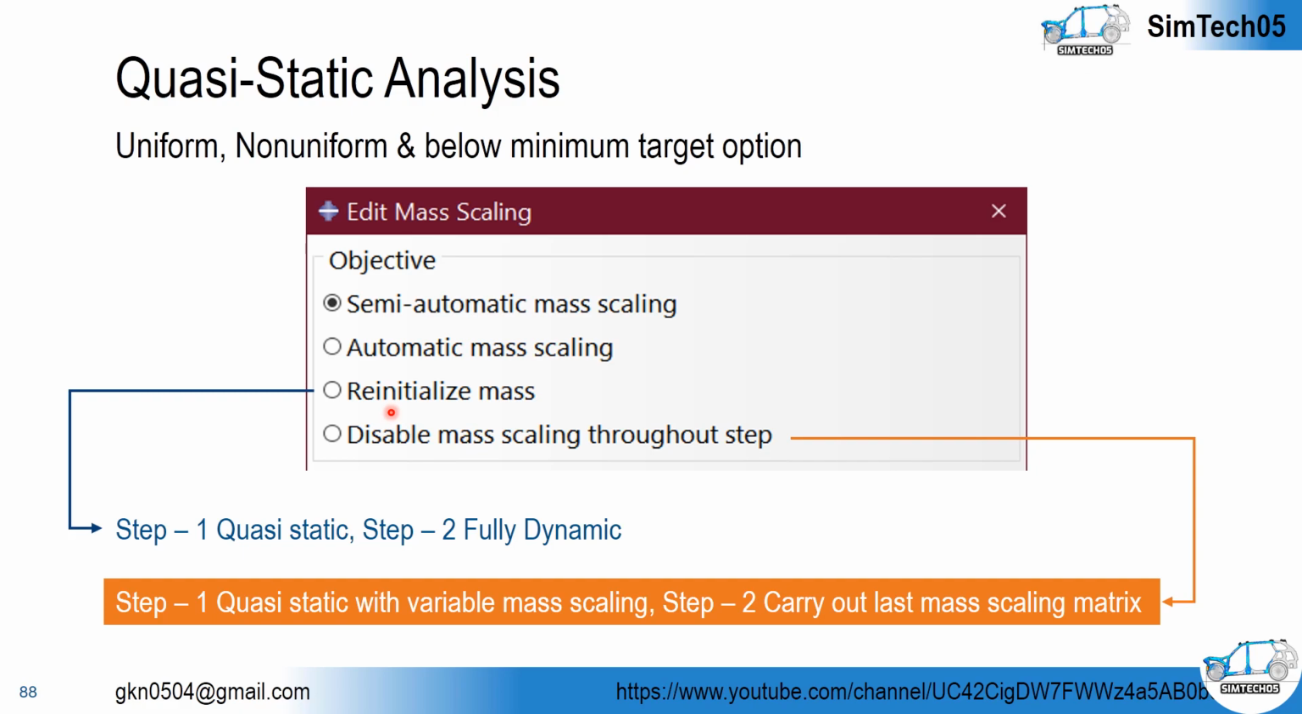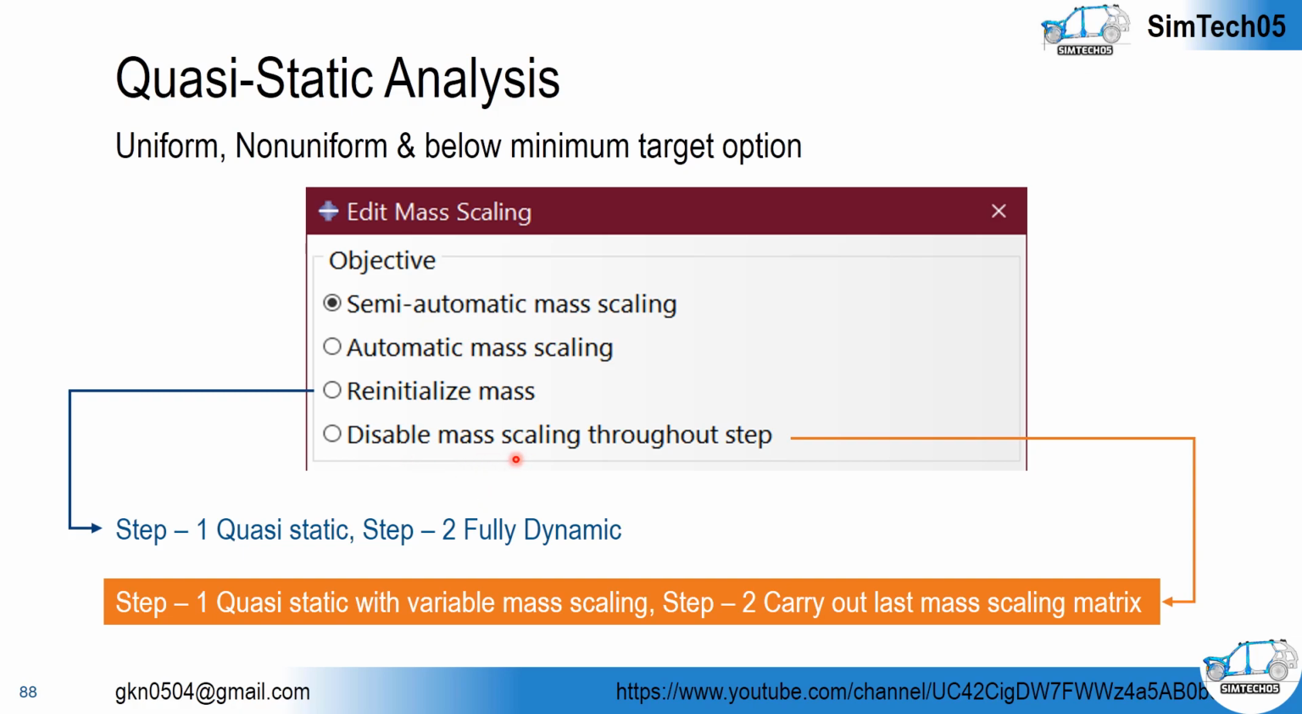Make sure the reinitialization option is utilized when you have multiple steps, and the first step is maybe a quasi-static step where you define the mass scaling. Then the second step is not a quasi-static step, it's a fully dynamic step and you don't want to define any mass scaling further. So what you can do is check this option for the next step. Whatever mass the system had at the beginning of the simulation will be reassigned to the system again, and then the second step analysis will be performed without any mass scaling.